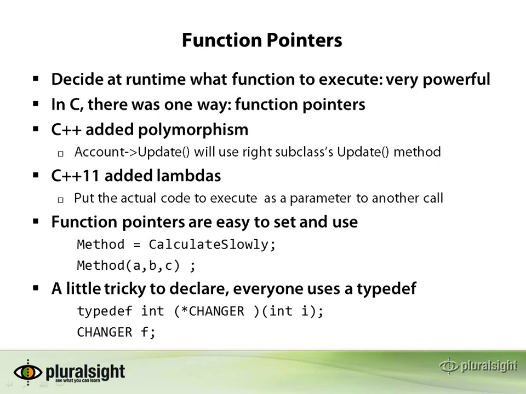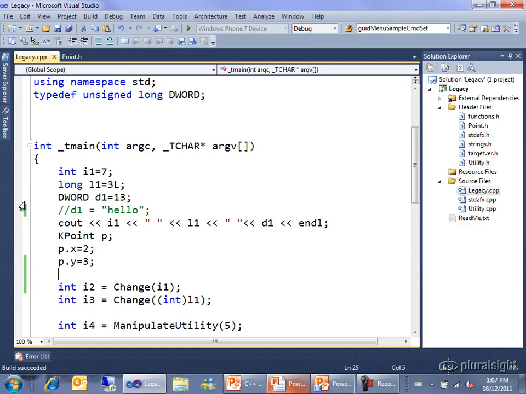Now, to declare that function pointer, everybody uses a typedef. It's a reasonably tricky thing. You don't want to be doing it repeatedly. So the typedef says that changer is a pointer to a function that takes an integer called i and returns an integer. You have to read them inside out. Now, once you've done that, then they're easy to declare instances. So I just say changer f.